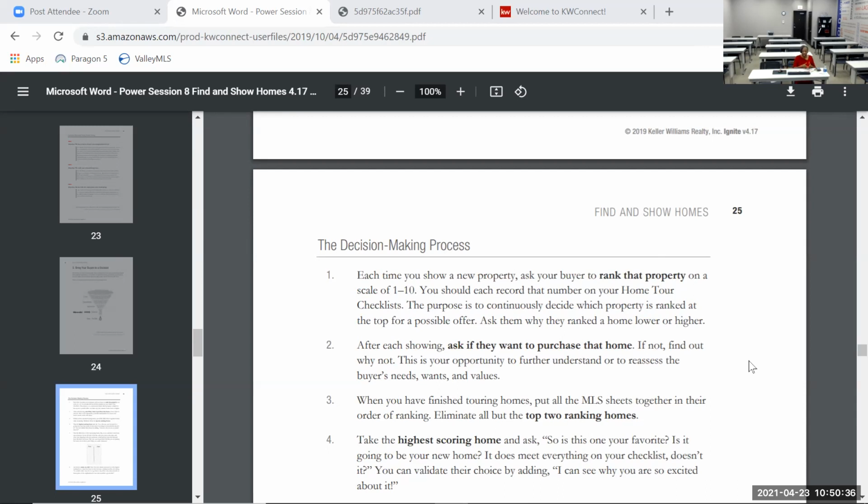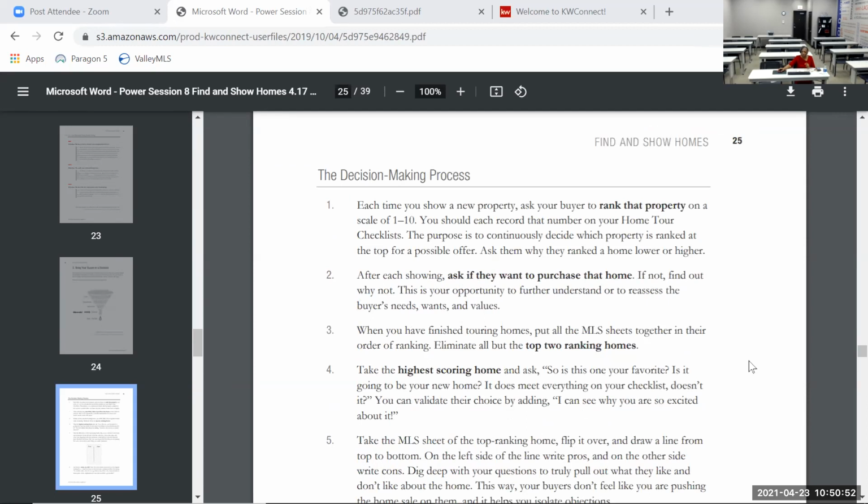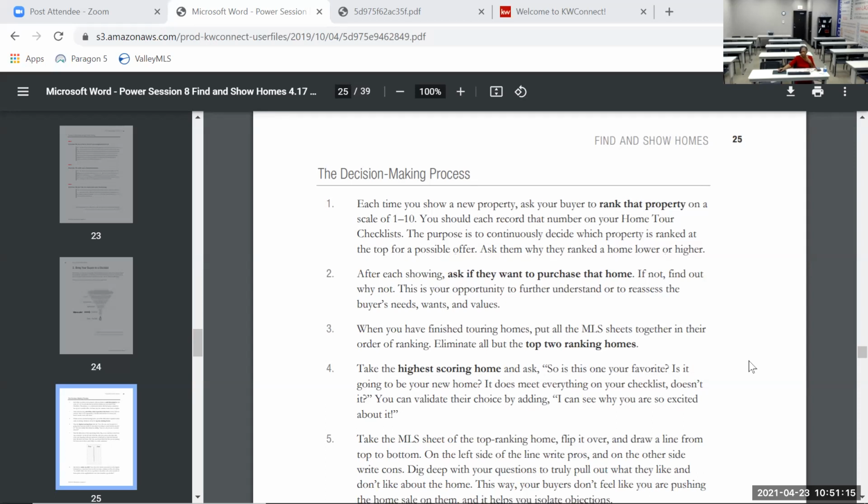So again, as you're asking them to rank the homes, when they rank the home, you're writing it on your MLS sheet too. Once you have ranked the homes, then you want to eliminate everything but the top 2 ranking homes. Take the highest scoring home and ask, so is this one your favorite? Is it going to be your new home? It does meet everything on your checklist, doesn't it? You can validate their choice by adding, I can see why you're so excited about this home, okay? But you want to make sure that you're helping them to prioritize and really get to the decision-making process.